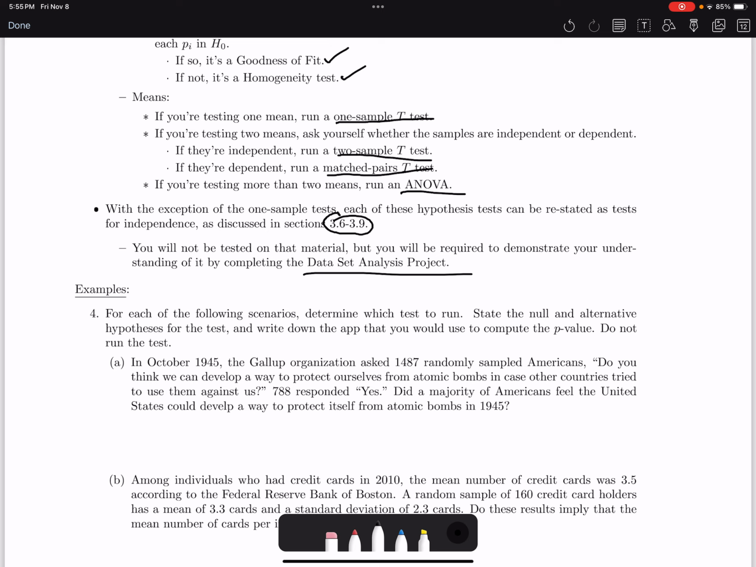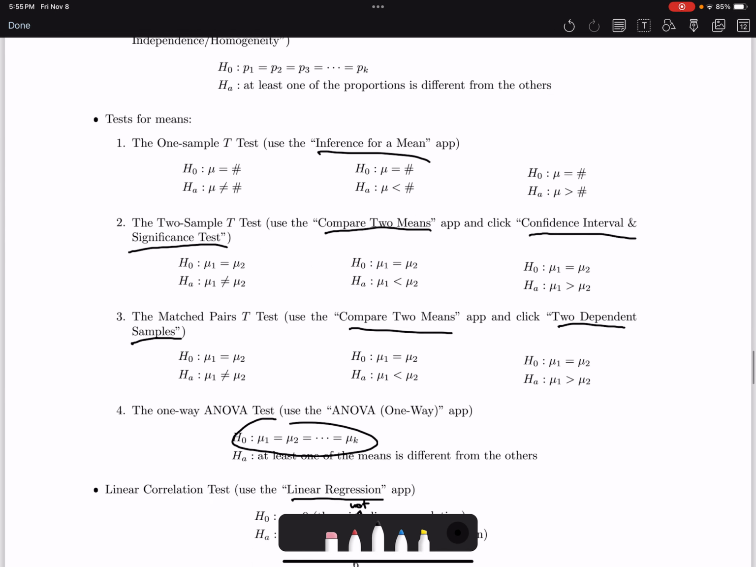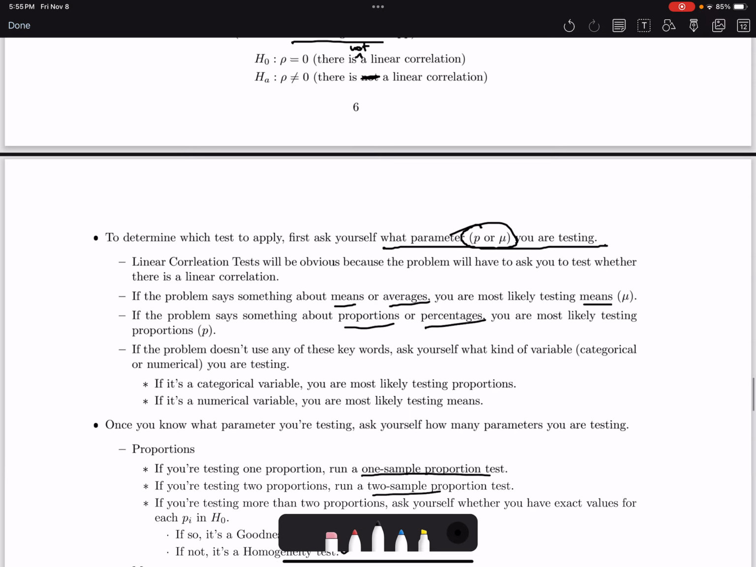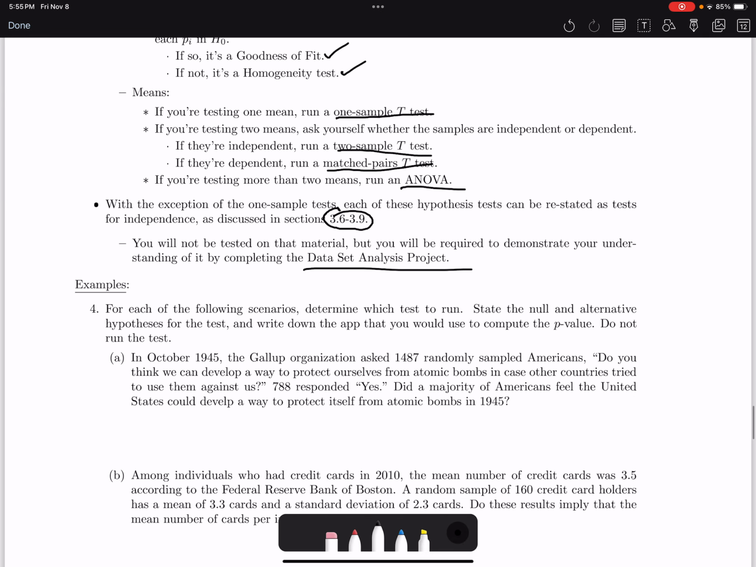But for the test, I just want you to state the hypotheses the way that we did on the previous page, on page 6 of this set of notes. And not worry too much about independence for the test.